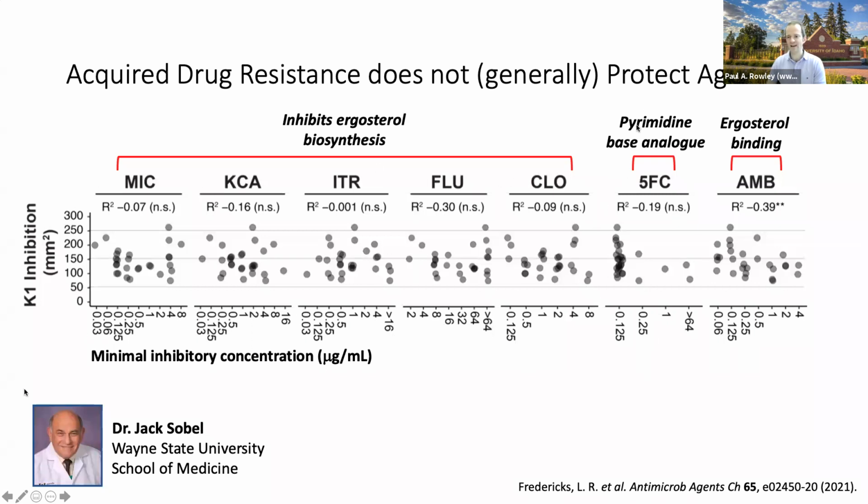If we've got the base analog 5-fluorocytosine, we don't see any correlation there. With the ergosterol binder amphotericin B, we do see that there seems to be a slight correlation. But again, none of these strains were completely resistant to K1, but we do see that slight correlation, which again is important later on.